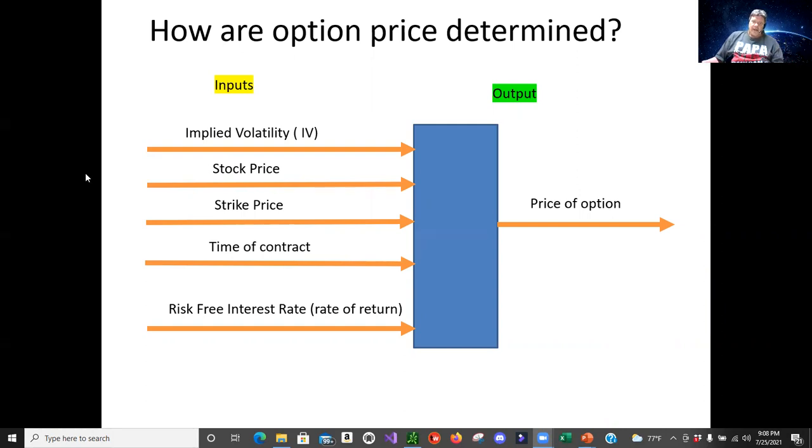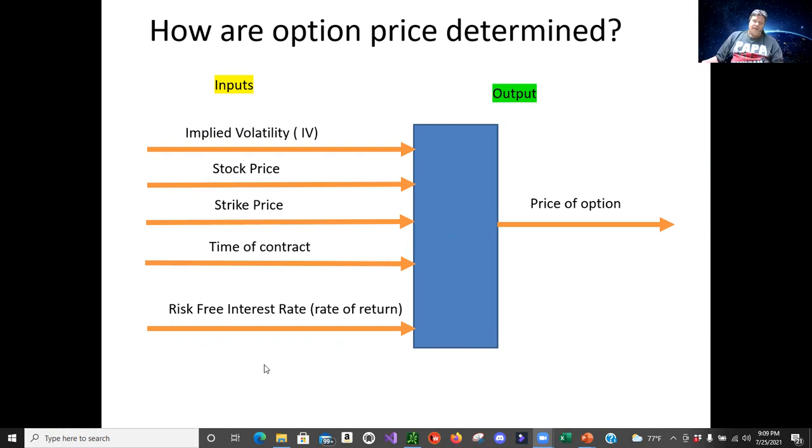Okay. Then we have the stock price, the current price, and then we have the strike price. The stock price and the strike price have a relationship, depending on the type of option it is, a put or a call. It's going to be above or below or at what we call the money.